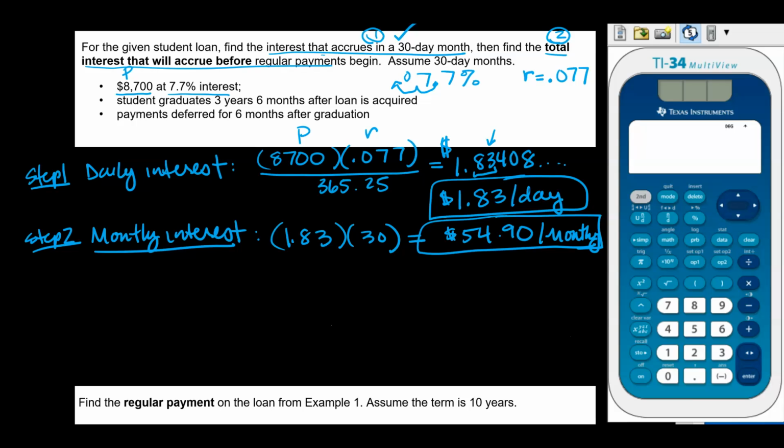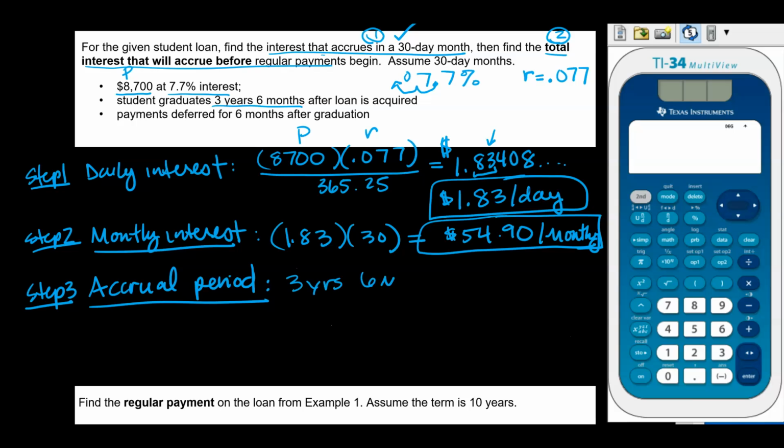For the second one, we want to find the total amount of interest. We know they're racking up $54.90 every single month in school, but let's figure out how long they were in school so we can get a grand total. So step 3, we're going to figure out how many months they were in school, and that is called the accrual period. You need to go back to the problem and figure out how long they were in school. The second line says the student graduates in 3 years and 6 months. So I'm going to write down 3 years, 6 months.